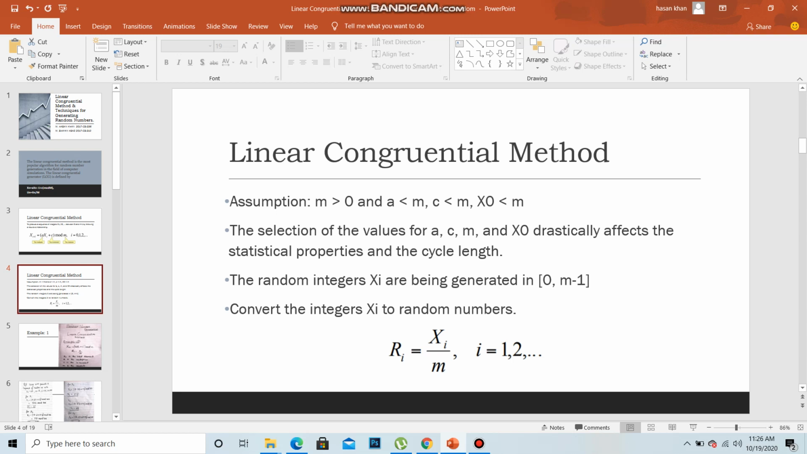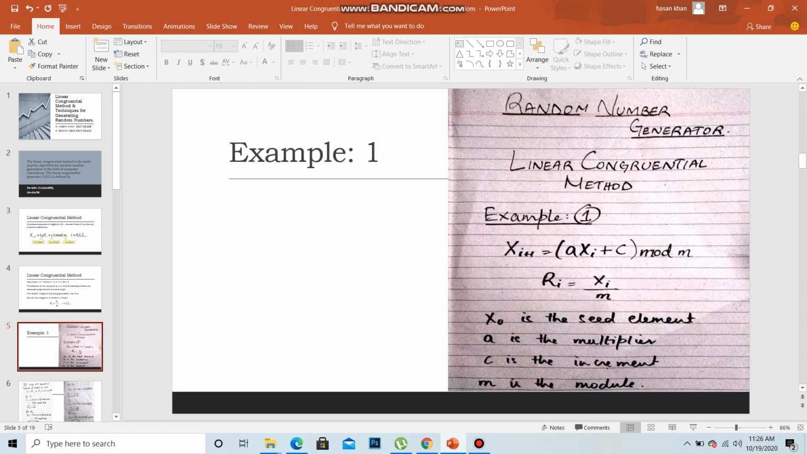Now after generating random integers like x naught, x1, x2, x3, and so on, we have to convert these integers into random numbers. We have a formula for that: ri is equal to xi upon m, where the values of i are 1, 2, 3, depending upon the iterations we have performed previously. Let's take a look at an example.